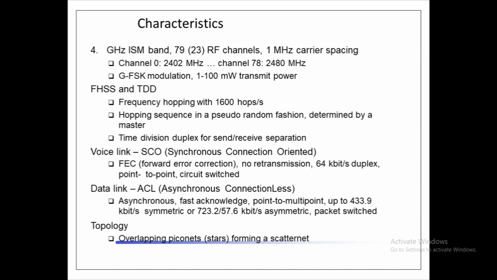Next characteristic, voice link. So synchronous connection oriented, right? Forward error correction, no retransmission, 64 kilobit per second duplex, point to point circuit switched. So these are the voice links. And data links: asynchronous connectionless, asynchronous fast acknowledge, point to multipoint, up to 433.9 kilobit per second symmetric, or 723.2 and 57.6 kilobit per second asymmetric, packet switched. And the topology used is overlapping piconet stars forming a scatternet. The meaning of piconets and scatternet we'll discuss in the next slide.